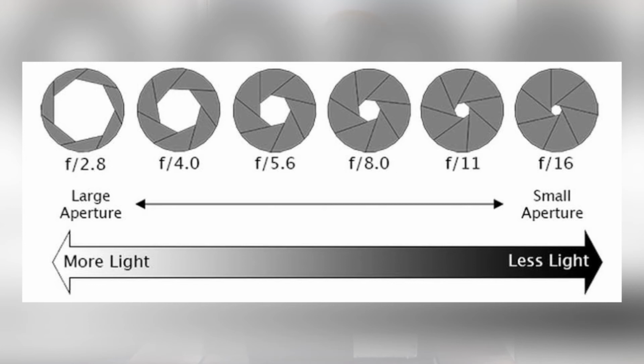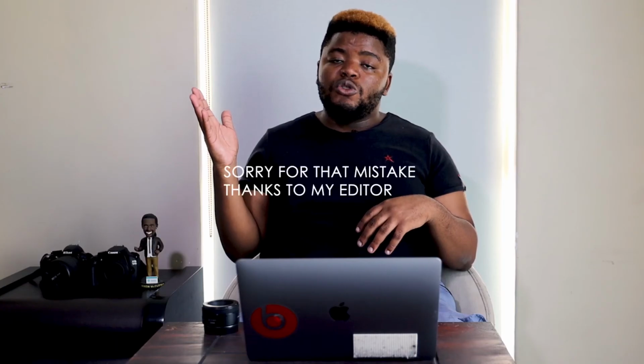For instance, a low aperture is going to be f1.2 and a high aperture is going to be f22. So the lower the f-stop you have, the more light it's going to let in, and the shallower depth of field you're going to have. The higher the f-stop you have, the less light it's going to let in, and the more depth of field you're going to have.